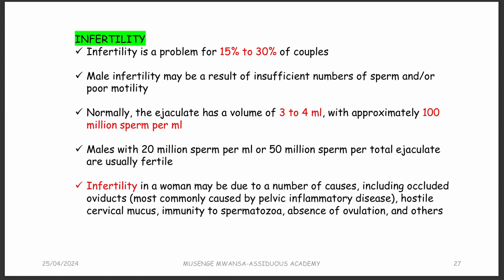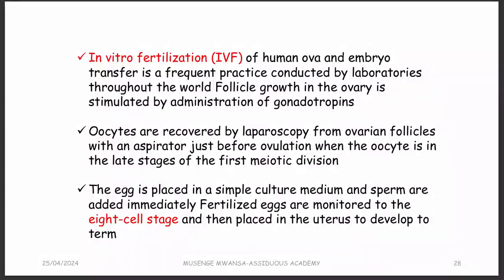And infertility in a woman can be due to a lot of things. For example, the oviduct can have some infection. The mucus in the cervix can prevent sperms from passing. And also immunity to spermatozoa: every time sperms come into the female reproductive system, she is immune to them and they are destroyed. Or there is no ovulation, that is anovulation, and a lot of other things that can cause that.